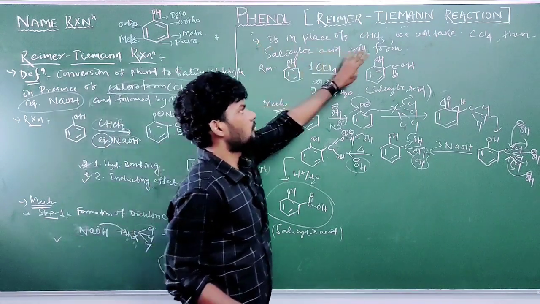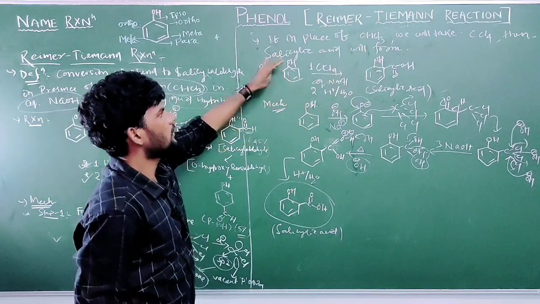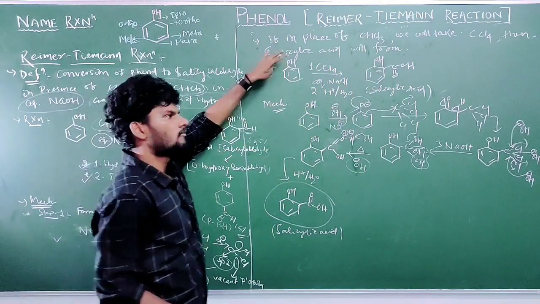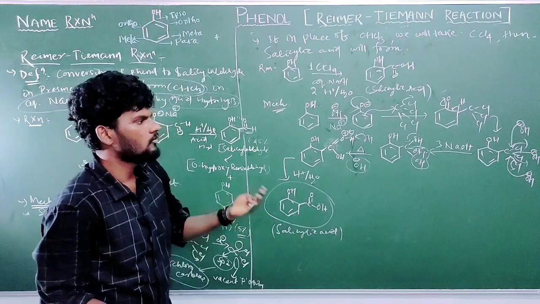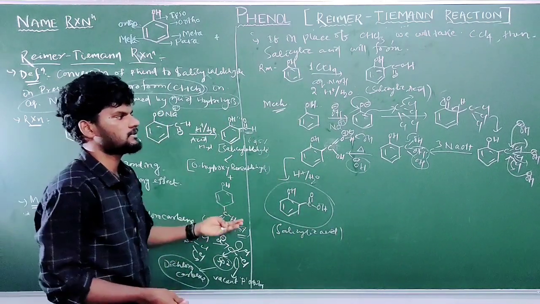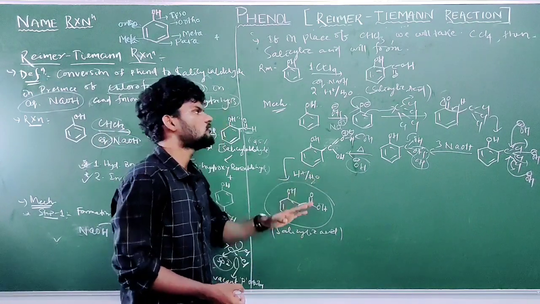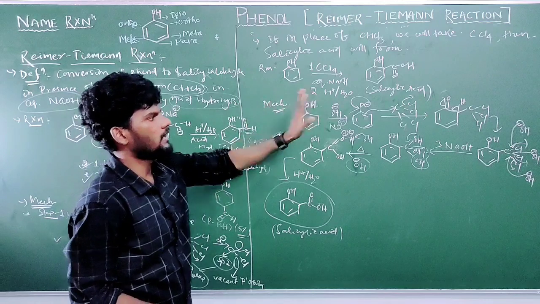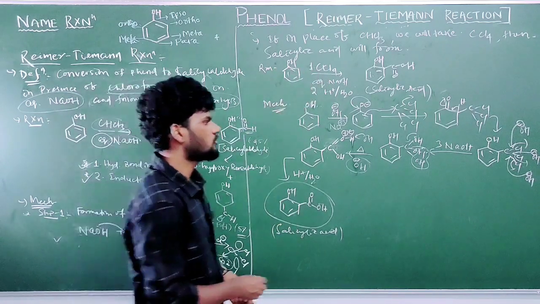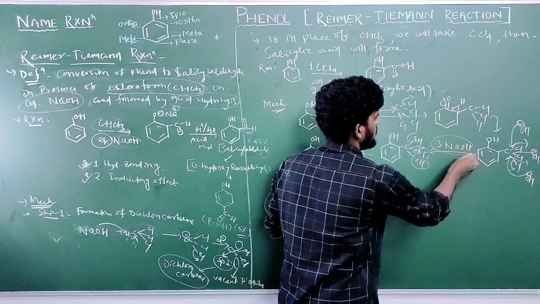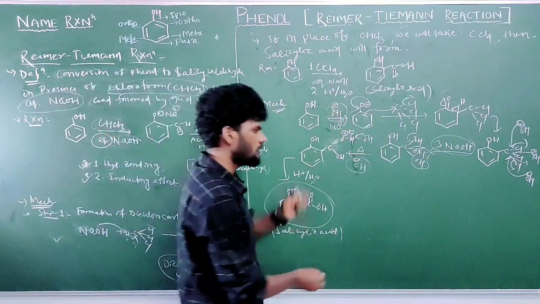If you are using CCl4 in place of CHCl3, what are we getting? Salicylic acid. For getting salicylic acid, how many moles of sodium hydroxide are we using? In the exam it may ask how many moles of sodium hydroxide are used in forming salicylic acid from phenol by using CCl4. The answer will be 3 moles of sodium hydroxide here and 1 mole of sodium hydroxide here.